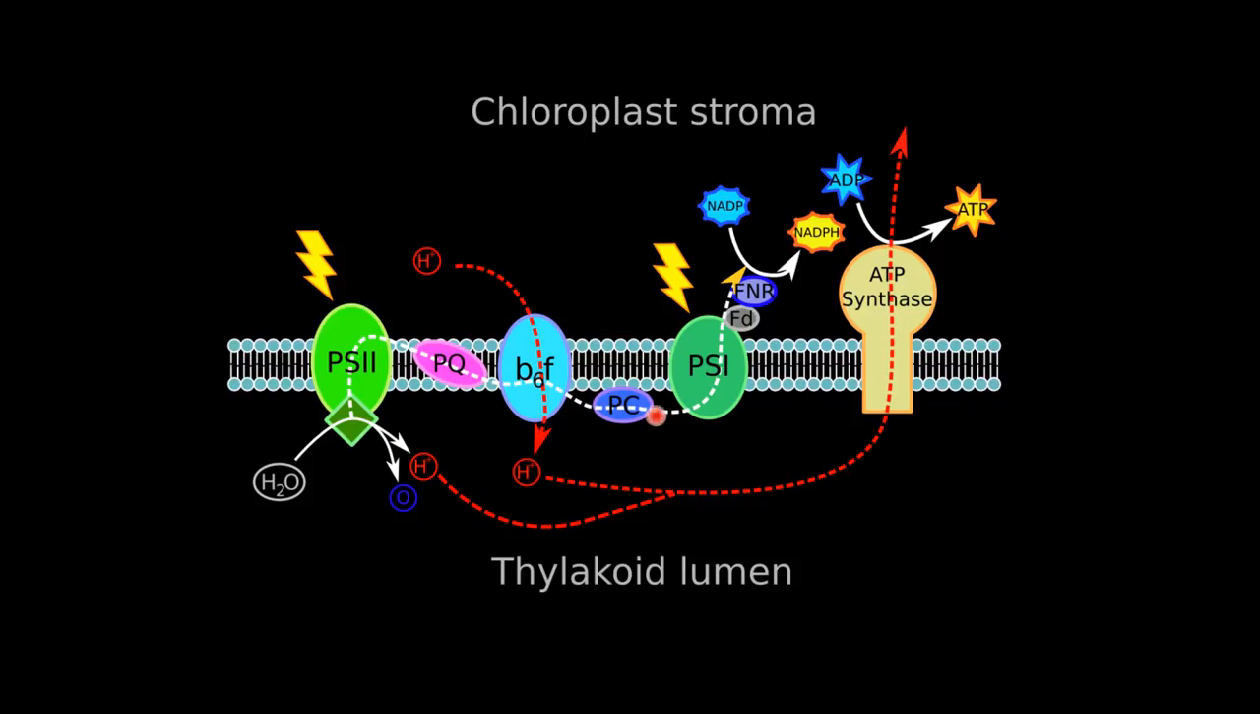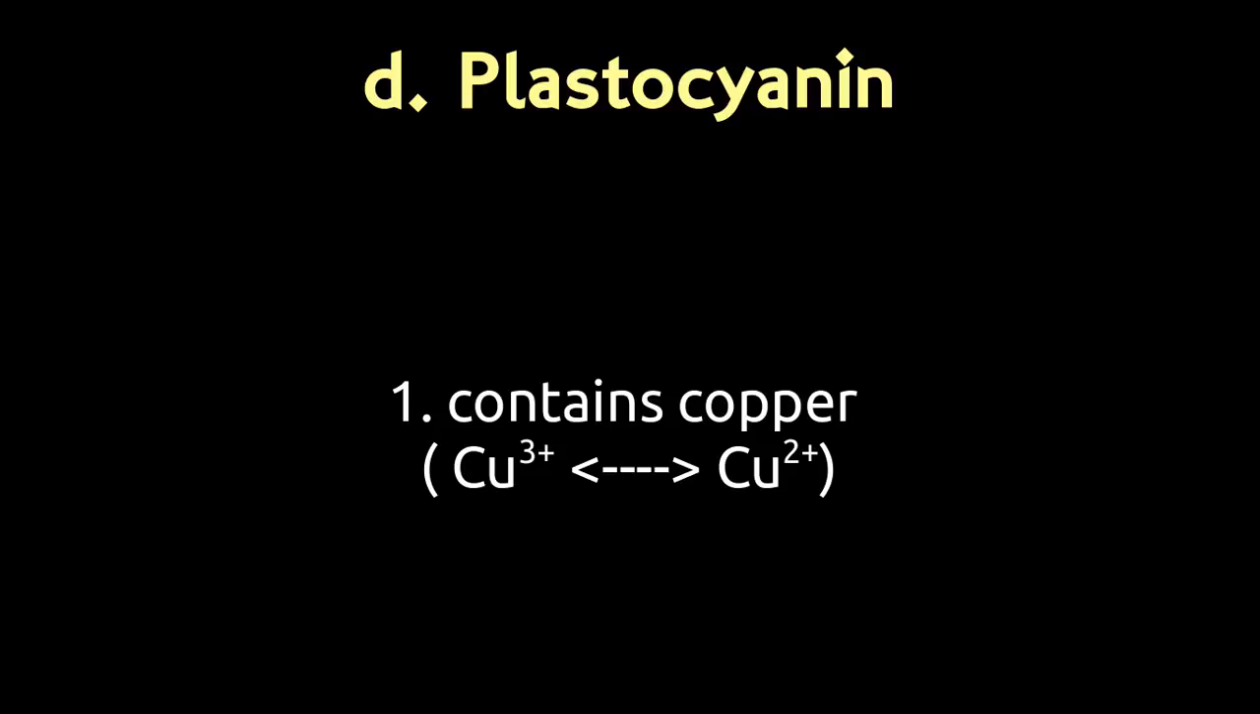And plastocyanin is here. It's going to pass between cytochrome B6F onto photosystem 1. Plastocyanin is named cyan because it contains a copper molecule. And it goes between 2 different oxidation states, from copper 2+ to copper 1+.